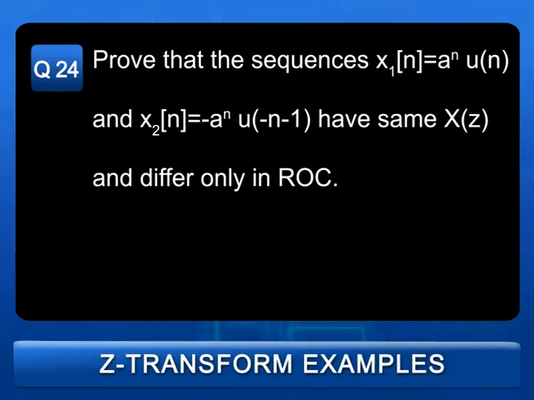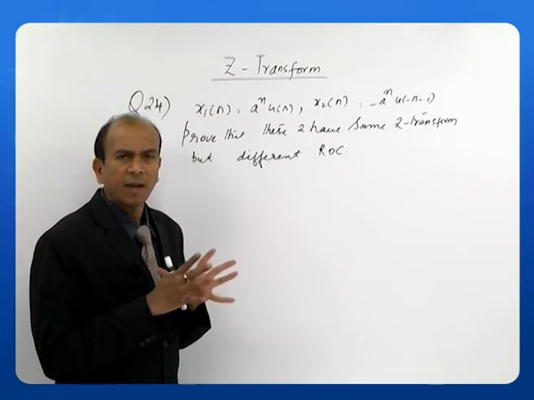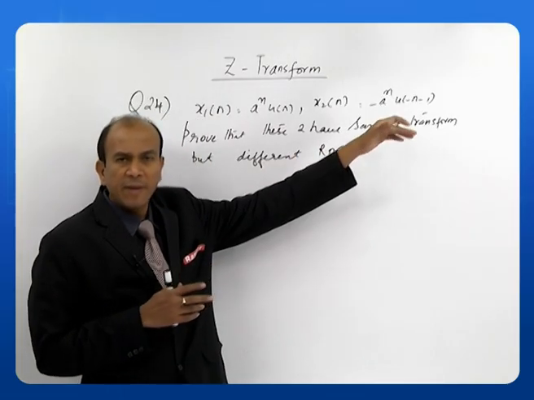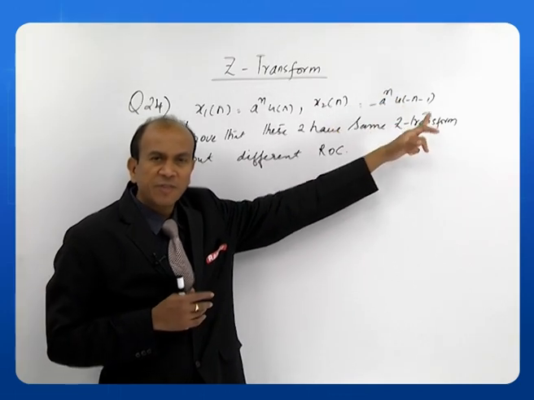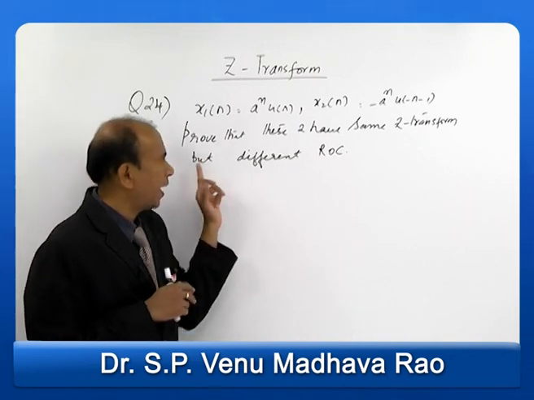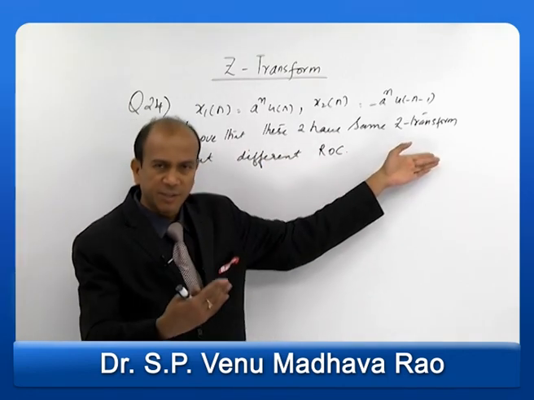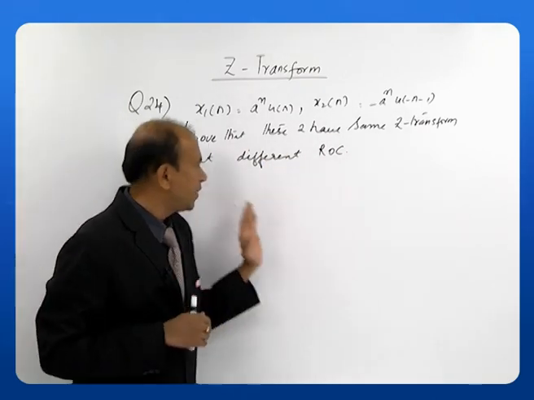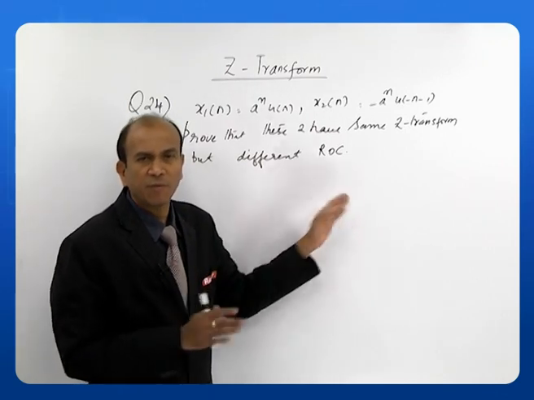Now, let us see question number 24. The question number 24 is, there are two signals given, x1 of n is equal to a to the power of n u of n, and x2 of n is equal to minus a to the power of n u of minus n minus 1. So, basically they are all the same functions a to the power of n, but the places of their existence are different in this case and in this case. Now, what is it we have to prove? We have to prove that these two have the same Z transform, whereas the regions of convergence are different. So, we have to prove this.